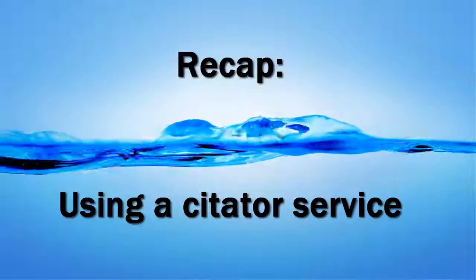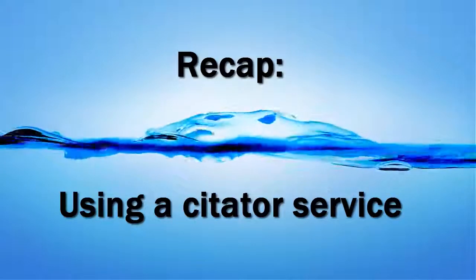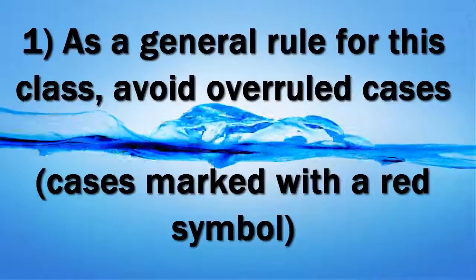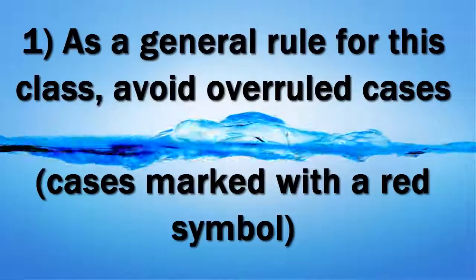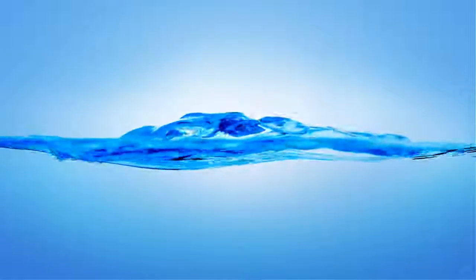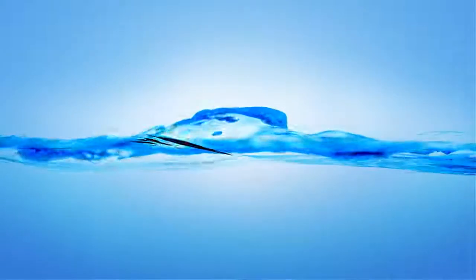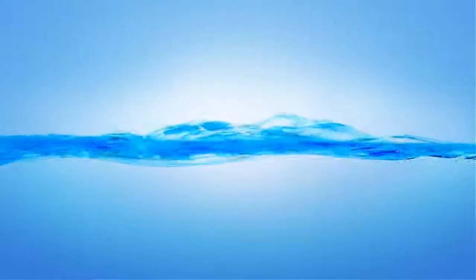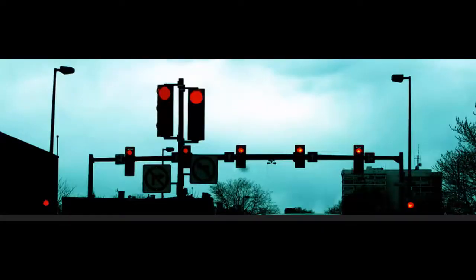Okay, that's a lot of material we've covered in a short amount of time. Let's do a quick recap. When you're using a Citator service, again, for this class, you're going to avoid red flag cases. In practice, there are limited times when you can use a red flag case, for instance, if the case was overturned on other grounds. But for this spring, a bright line rule is to avoid cases marked with a red symbol since they have been subject to heavy criticism or have been overruled.